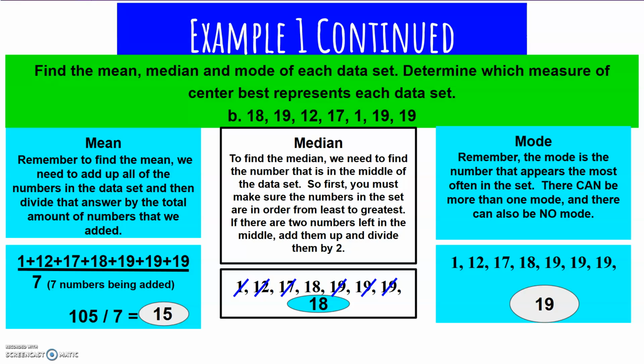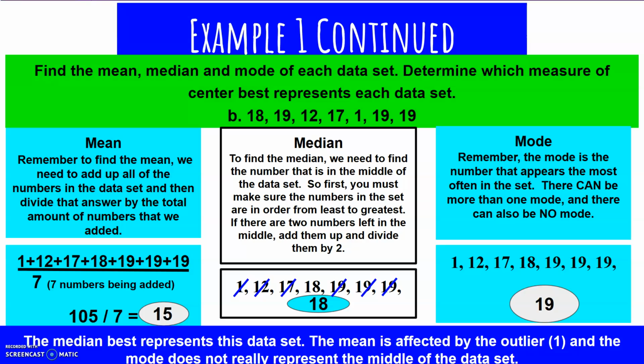So which measure of center best represents the data set? In this case, it's the median. The mean is affected by that one thing that doesn't quite fit in, the outlier. Look at these numbers: 12, 17, 18, 19, 19, 19, and 1. That 1 pulls the mean down. It's like when we have star scores. One person with a really high score will pull our average up, whereas a person with a low score pulls the average down by a lot. So just like in that case, in this case, that 1 is pulling the average way down.